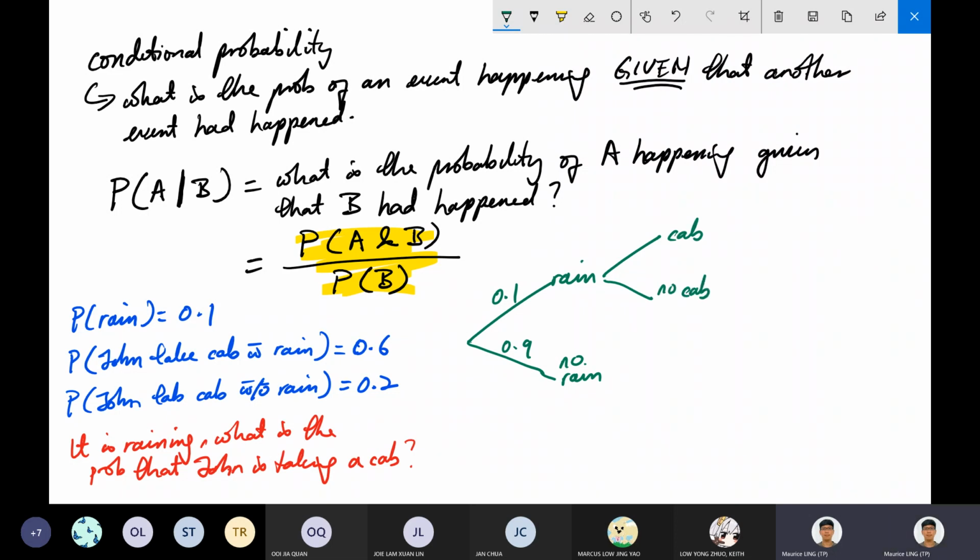So given rain, what is the probability of taking a cab? 0.6 right here. Okay. So 0.6. Given rain, the probability of not taking a cab? Correct, 0.4 here. Okay. No rain, John may also take a cab. So if there's no rain, what's the probability of John taking a cab? 0.2, correct? Then here, 0.8. All right. So let's work out the equation.